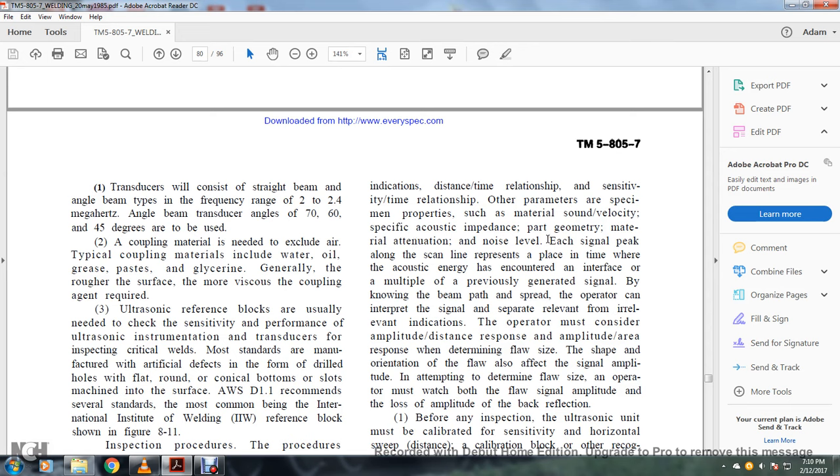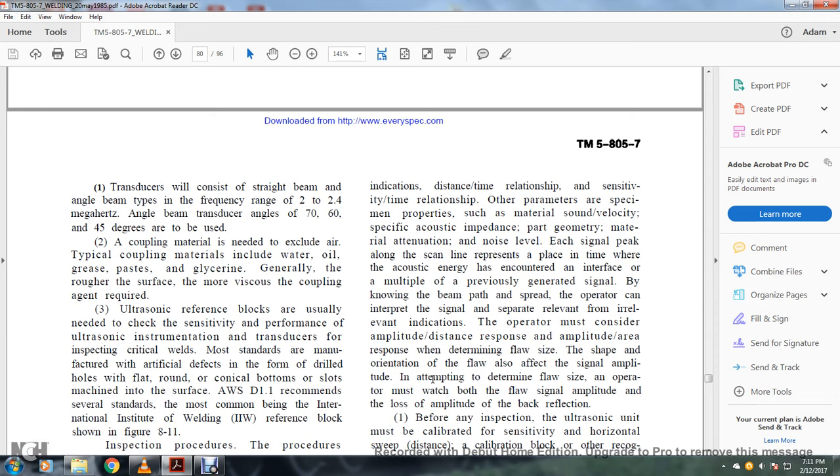Material attenuation and noise level matter. Each single peak along the scan line represents a place and time where the acoustic energy has encountered an interface, along with multiple previously generated signals. By knowing the beam path, the operator can interpret the signal and separate the relevant from the irrelevant indications. The operator must consider amplitude, distance response, and area response for determining the flaw size, shape, and orientation of the flaw, and also the effect of signal application.